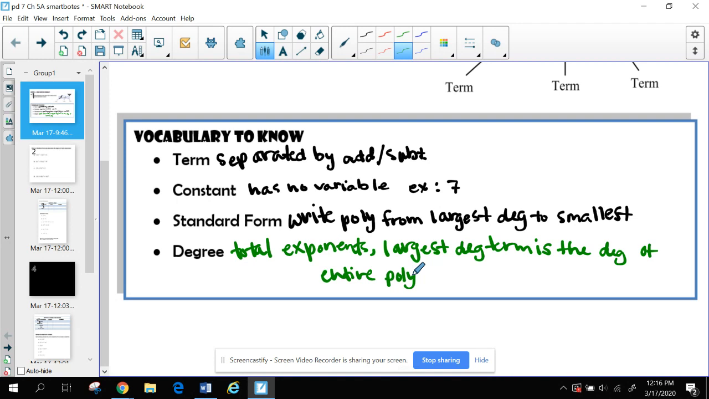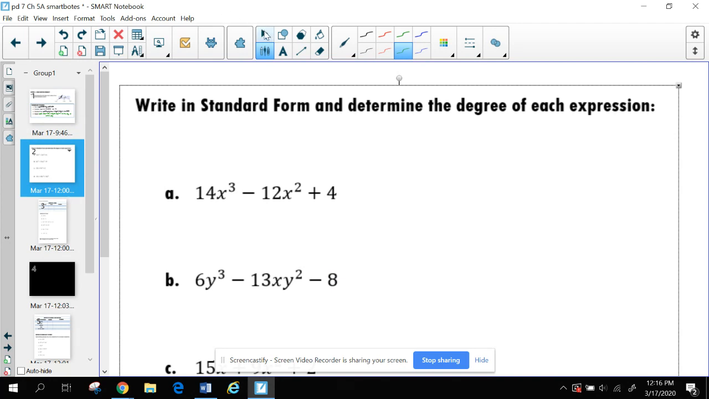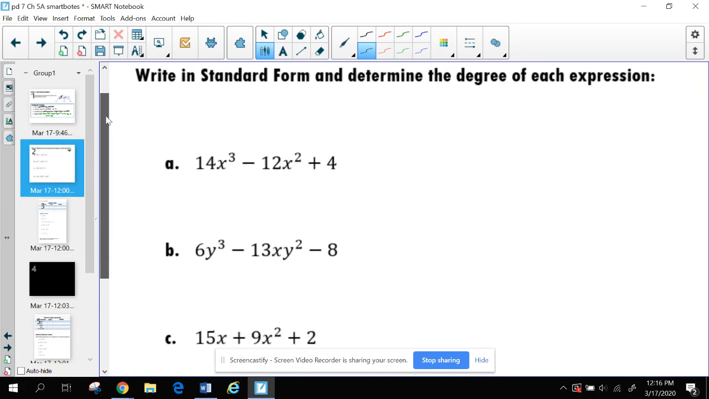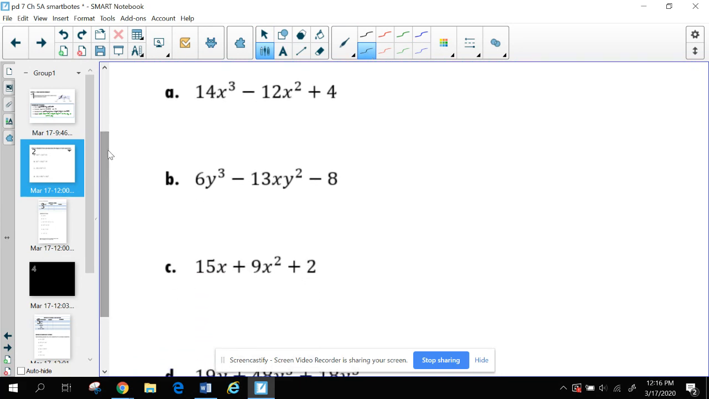Okay, so let's take a look at some examples here. On our first couple examples, we are just going to be looking at writing it in standard form and then determining the degree of each expression. So we have to check to see if it's written from the largest term to the smallest term. So here we have an exponent of 3, of 2, and then of 0 because that's our constant. So this one is already in standard form.